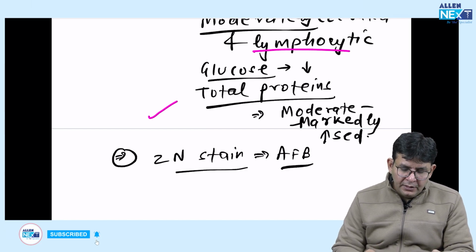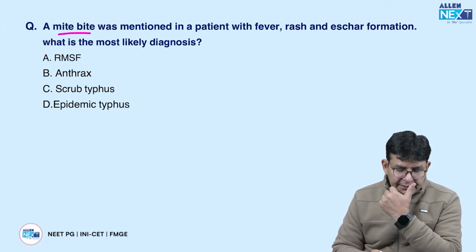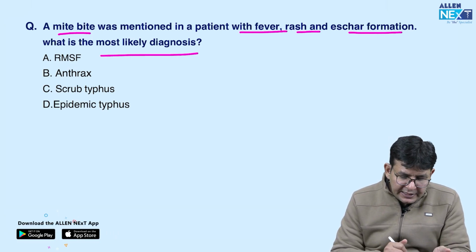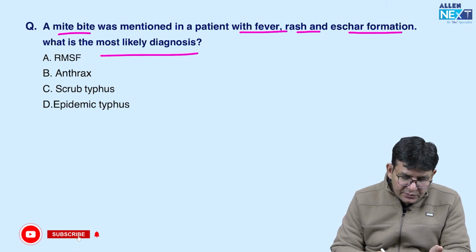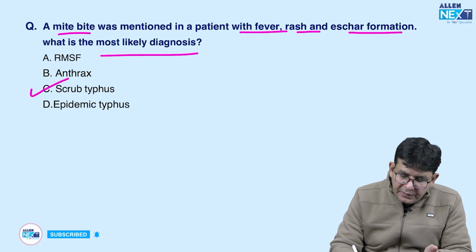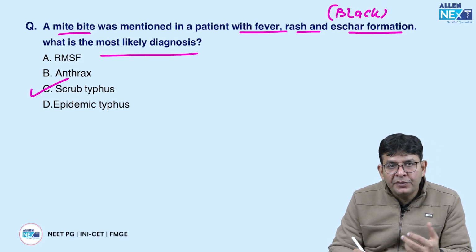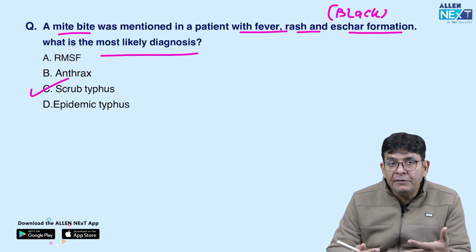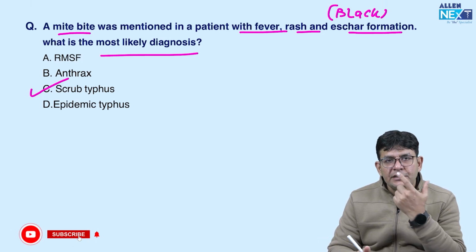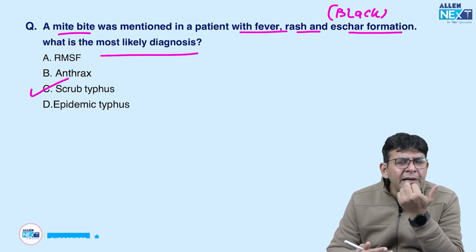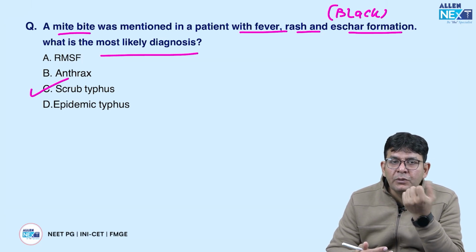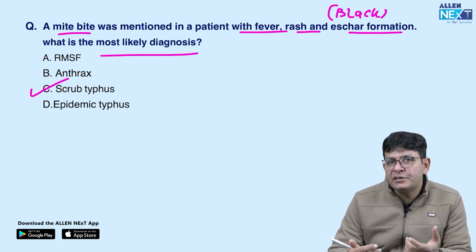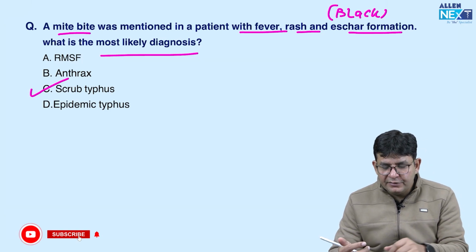Okay. Now, there was a question regarding a mite bite mentioned in a patient with fever, rash and eschar formation. What is the most likely diagnosis? The most likely diagnosis of this obviously is what? Scrub typhus. If there is formation of a black eschar, then you should think of three things at least. One is cutaneous anthrax, one is scrub typhus, and along with that, even in COVID-19, rhinocerebral zygomycosis might go to the orbits and thereby form a black eschar. Why is it forming black eschar? Angiothrombosis, and because of the angiothrombosis, there is formation of black crust. So that also comes in the DD of this.